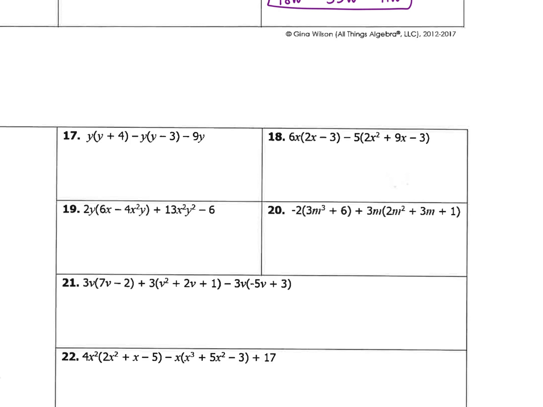Let's do 23. Is that good? Or 18? 18 and 23? 18 and 23.